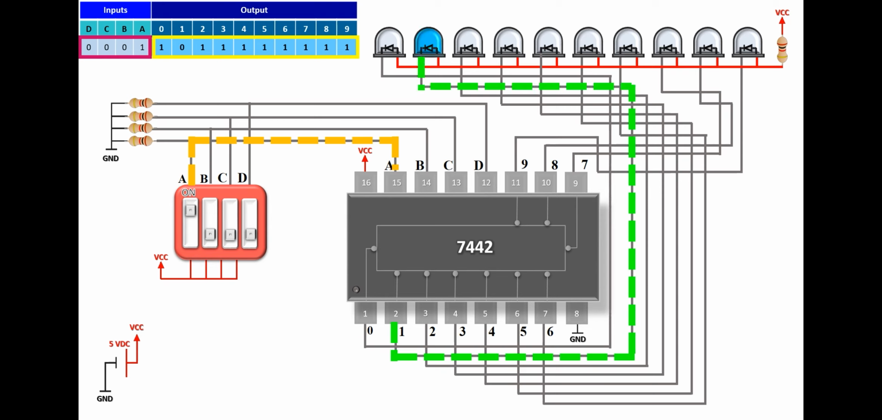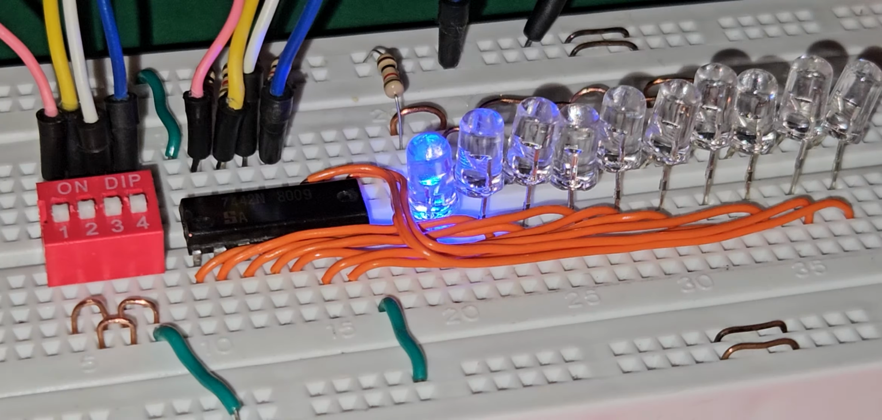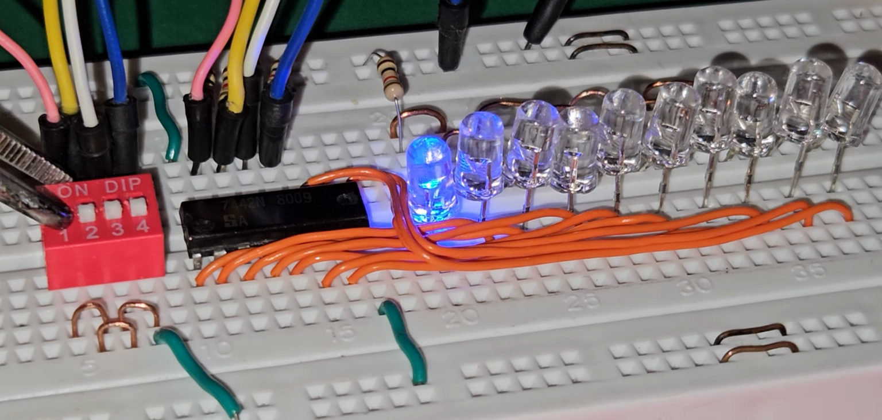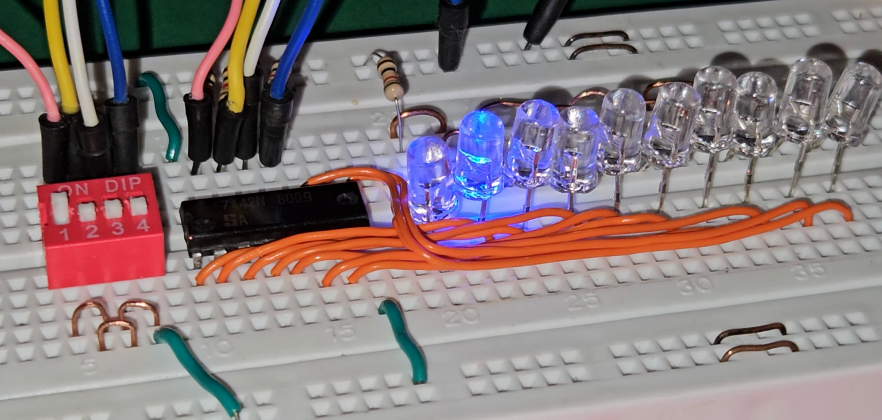Cathode LEDs are connected to the outputs of the IC and their anode base is 5 volt. So when each pin of the IC becomes 0, the corresponding LED will turn on.